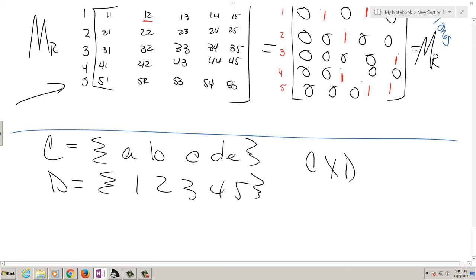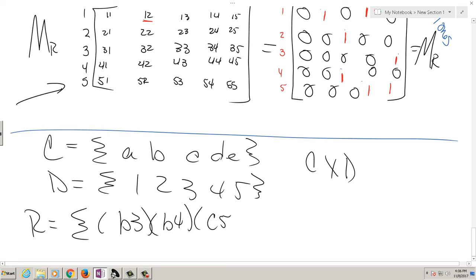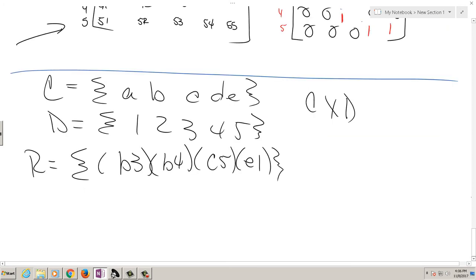we are going to get a relation from that cross product that contains, let's say, B3. Let's say that it has B4, C5, and E1. So that is the relation from the cross product.